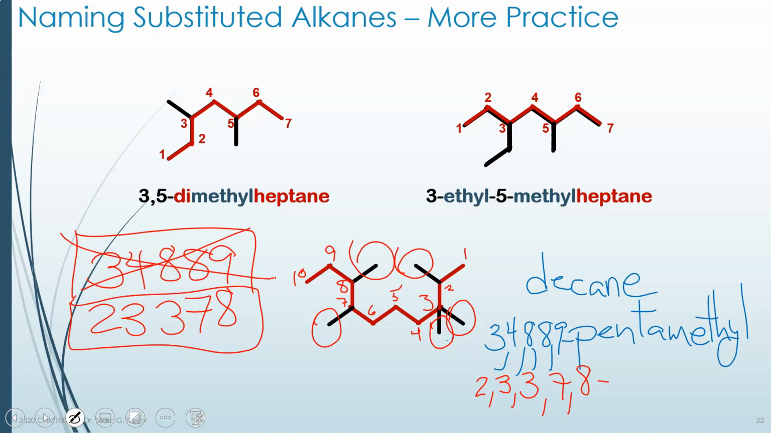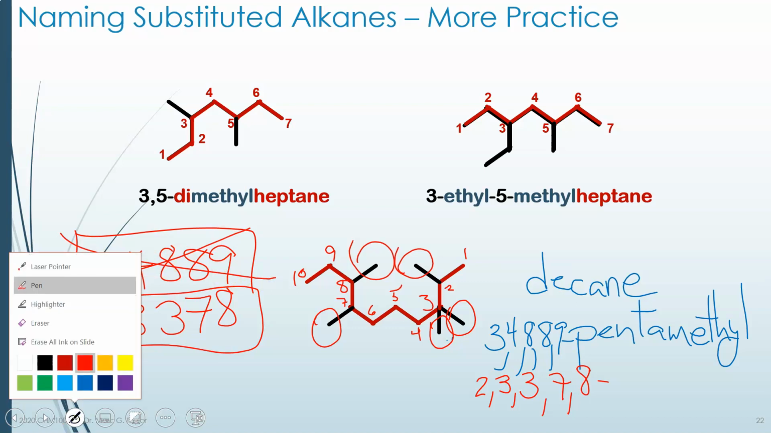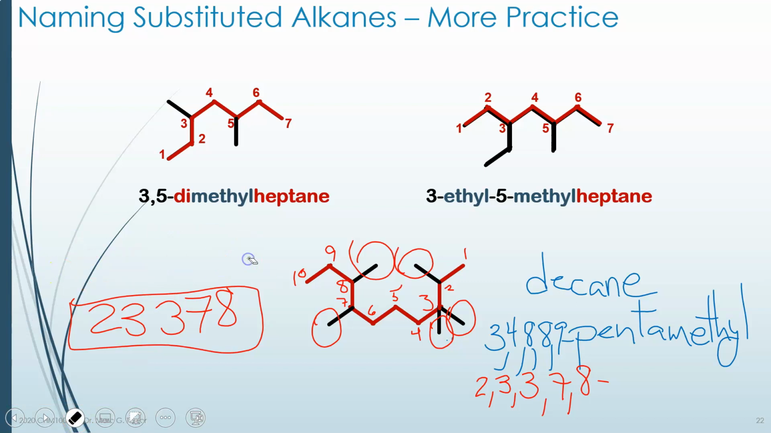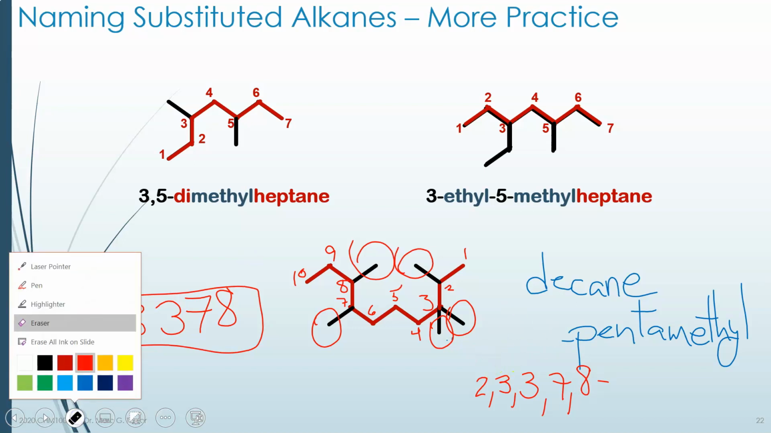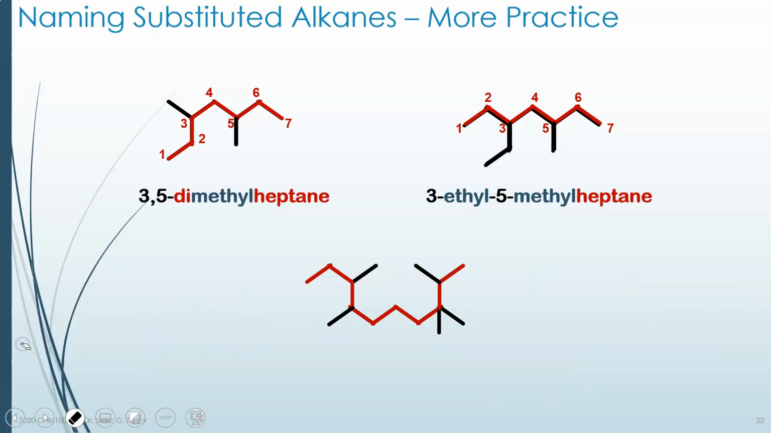So we will get rid of all of this. It's not important anymore. And we don't use this numbering system. We use the red numbering system that we did later. So I'm going to erase all this, and we end up with this numbering system, and we end up assigning it the name 2,3,3,7,8 pentamethyl decane.